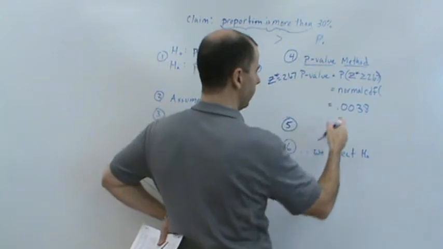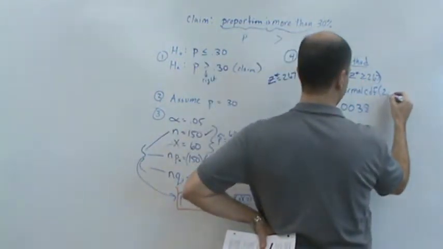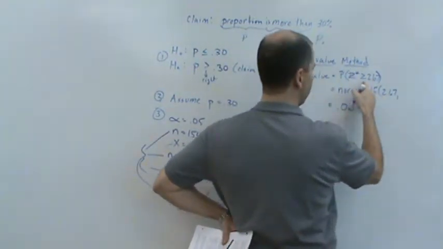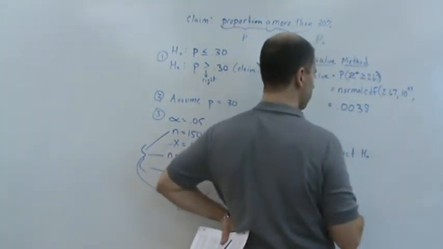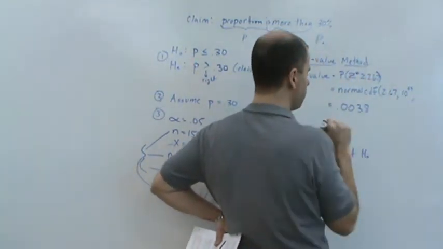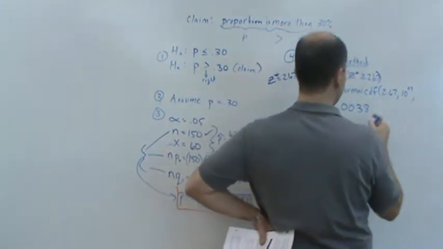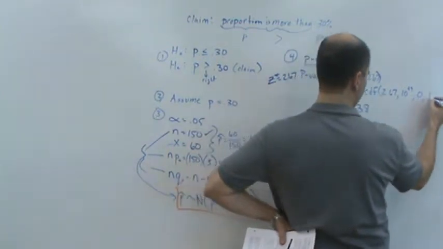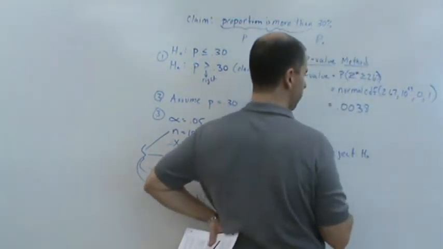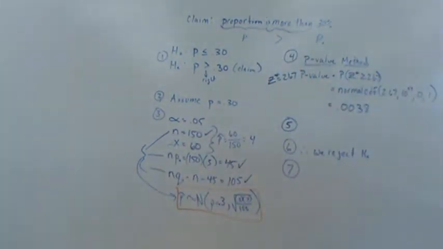What's the lower bound here? 2.67. What's the upper bound here? Well, that's going to be positive 10 to the 99th power I could use, because remember it goes off to infinity. And then what's the mean? Well, what's the mean of a z-score? 0. And what's the standard deviation of a z-score? For a z-distribution, 1. And so let's put that in our calculator and see what we get.